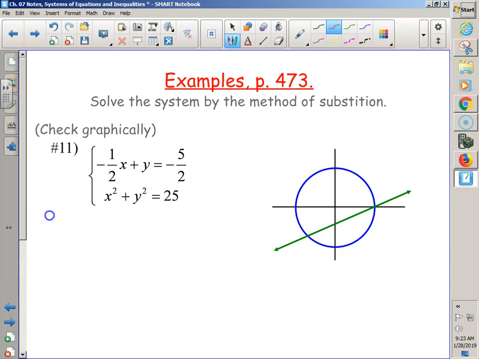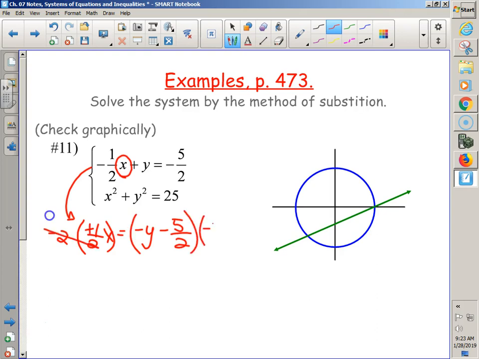Did your brain lead you in the right direction? You can do that, and it would be fine. But why am I going to say we should solve for him? What happens when we solve for x? Aren't my fractions going to be a lot nicer? Meaning, aren't I not going to have fractions? Because x is equal to a positive 2y plus 5. Does that look nicer? I think so.